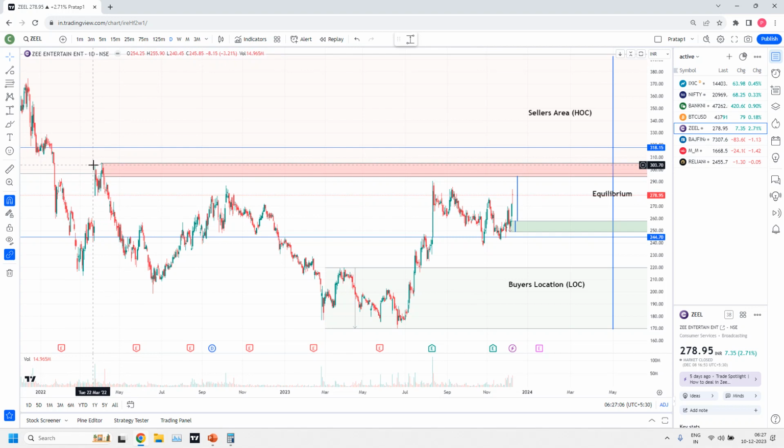But what about the trend? Does the trend support selling decisions? No, because the trend is an uptrend. Selling decisions against the uptrend are not good decisions. That means if you are going for a short trade, the trend is not in your favor. Location is in your favor, but trend is not in your favor. This is the important point you have to observe.